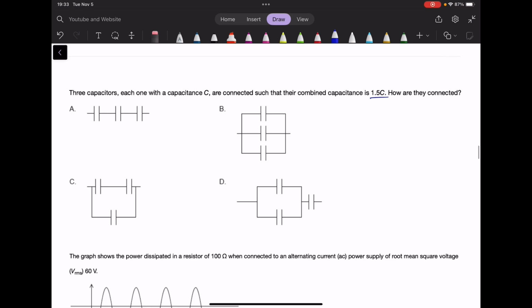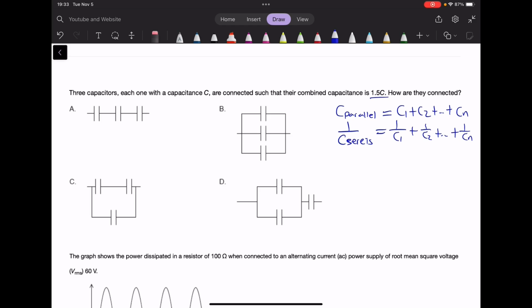Recall that the total capacitance for a parallel combination is given by the sum of each individual capacitance. So C parallel is equal to C1 plus C2 plus Cn. And for capacitors in series, 1 over their total capacitance is equal to 1 over C1 plus 1 over C2 plus 1 over Cn.